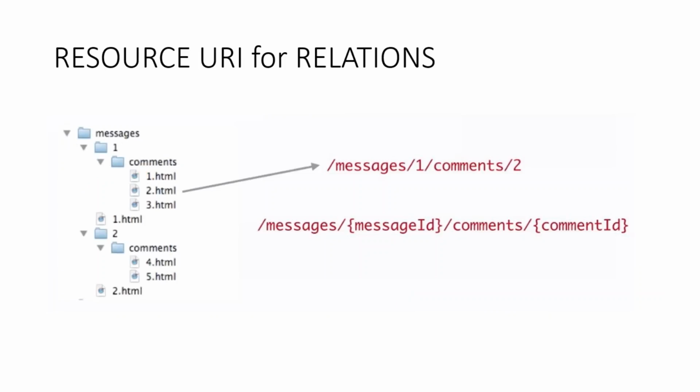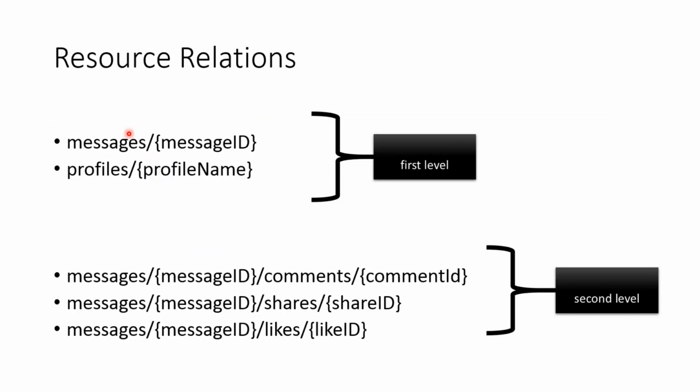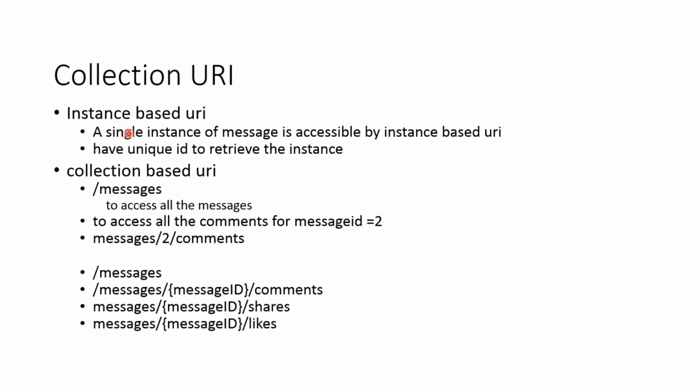See over here, message slash message ID is level 1. Within this, you're going one more level, that is comments. So comments will come under the second level, whereas messages will come under the first level. Is this clear? Yes. So this is how you will be generating all your URLs.